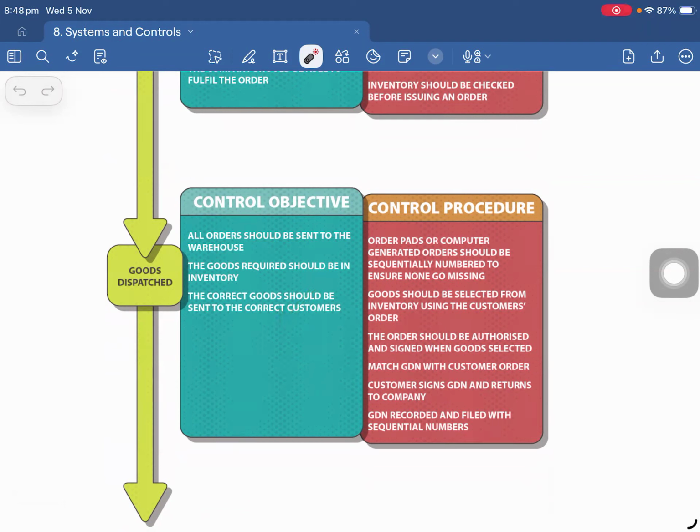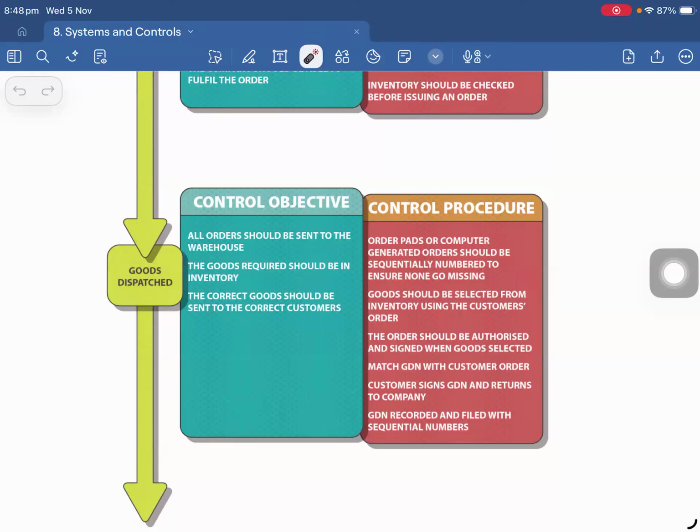So for that, what do you do? You're going to ensure, see, there are so many tablets that the salesmen move around with, right? So you're going to ensure that there must be a control where these orders are sequentially numbered and generated. And this way you would see that nothing has gone missing.